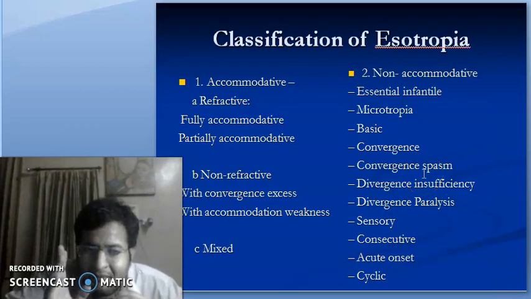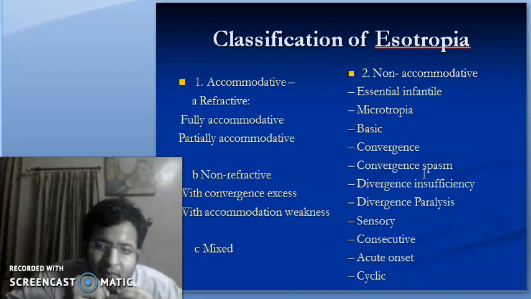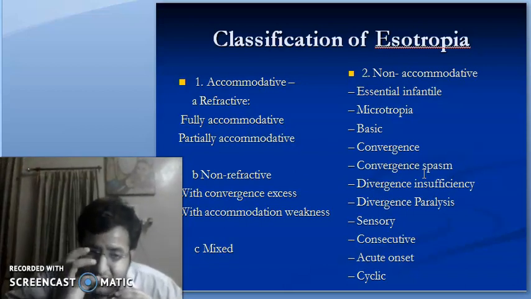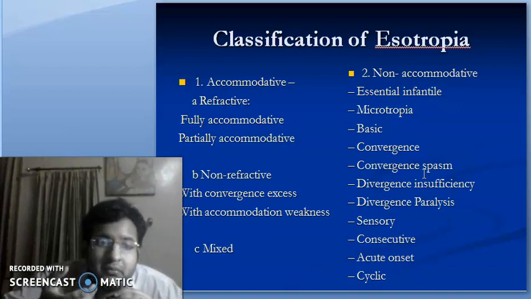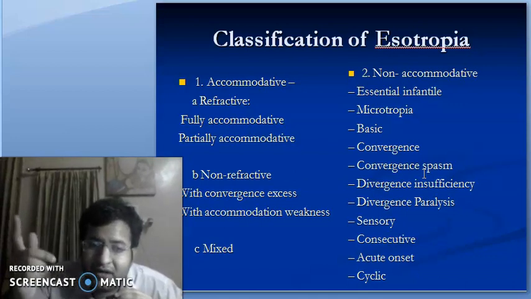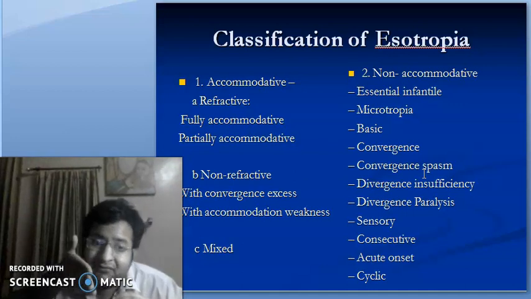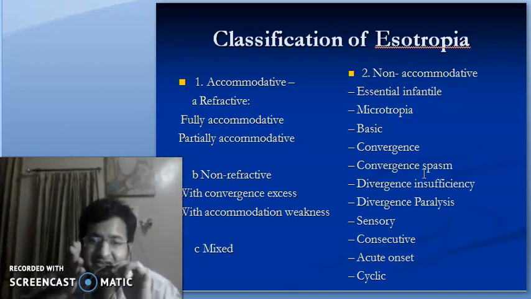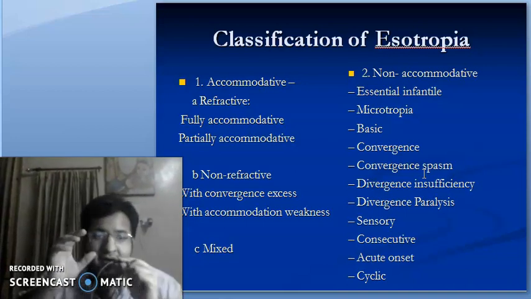Microtropia is a very minor esotropia, about 4 prism diopters. Next, basic esotropia and convergence esotropia, where convergence spasm is due to the medial rectus. Divergence insufficiency occurs on looking at distance, and convergence spasm on looking at near. Divergence insufficiency, or divergence paralysis, occurs on looking at distance.